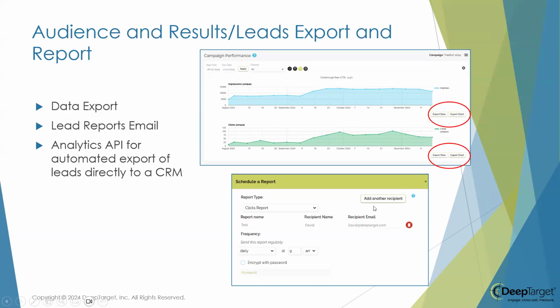You can also export a clicks report at a particular day and time and have it emailed to an individual in your organization. We have some that email to branch managers so they can go off and do follow-up, to call centers, that sort of thing. But we also have an analytics API that can automate the export of your leads directly into your CRM as they happen over time, whatever you choose.